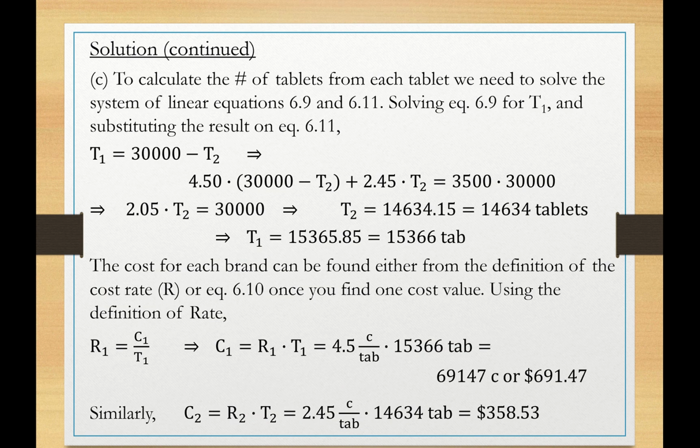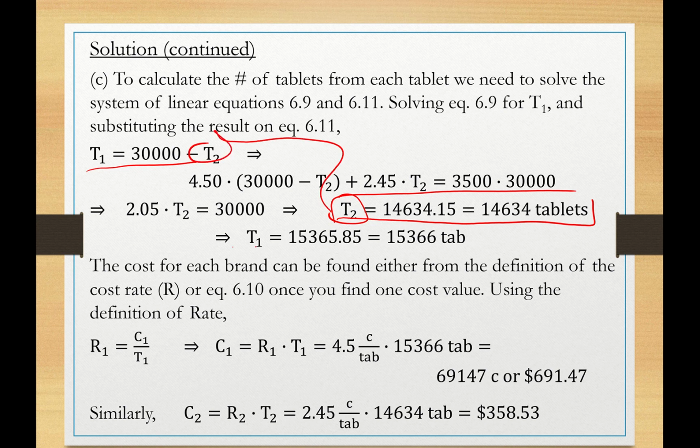So having my equation T1 plus T2 equal to 30,000, I solve for T1 and I substitute in equation 6.11, and I end up with the number of tablets of brand 2, 14,634. And then I go and substitute over here and I get T1. So with the available cost at the desired average cost per tablet, I can purchase 14,634 tablets of brand 2 and 15,366 tablets of brand 1.